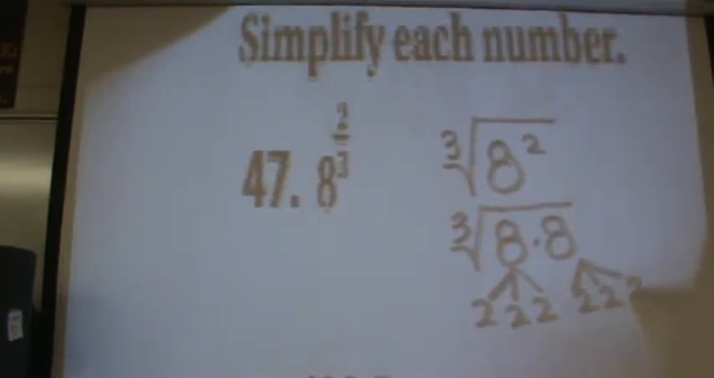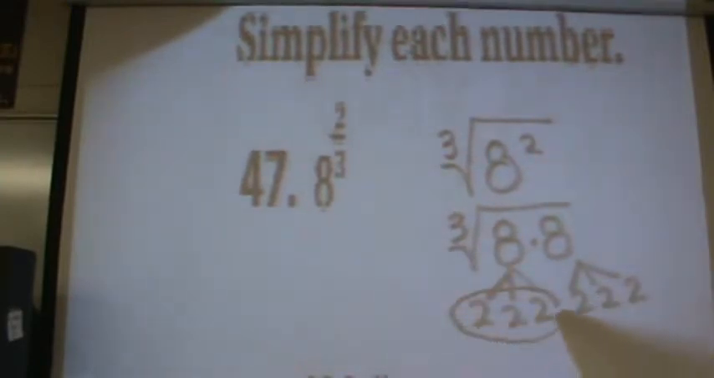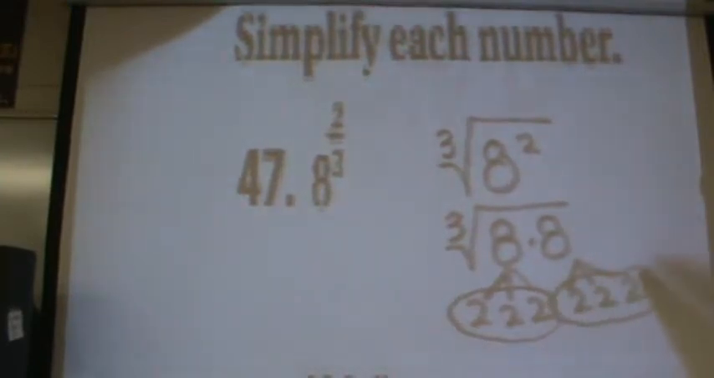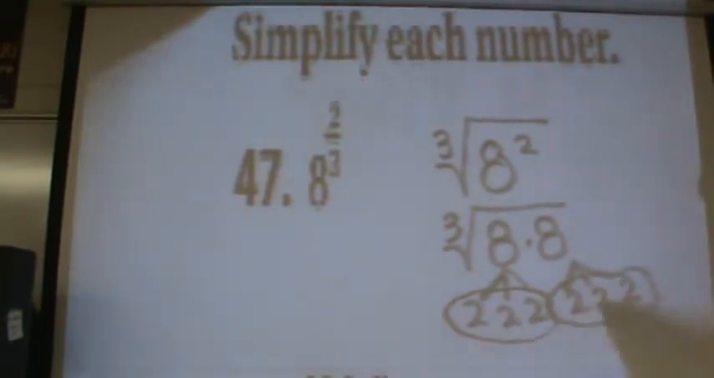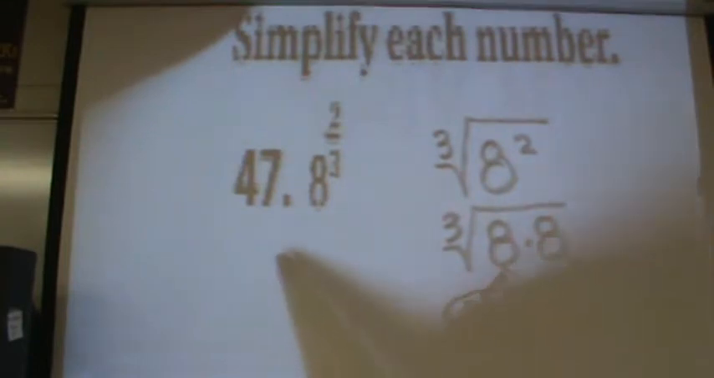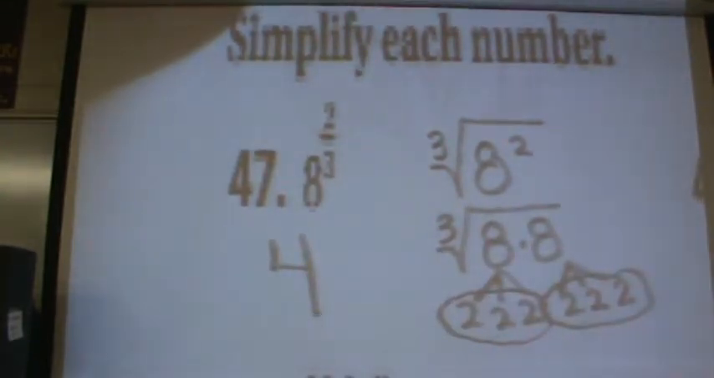How many of a kind are we looking for? 3. So what do you have here? 2 sets of 2. So what are 2 sets of 2? 4. Good. Now try that on your calculator. 8 to the 2/3 should be 4.